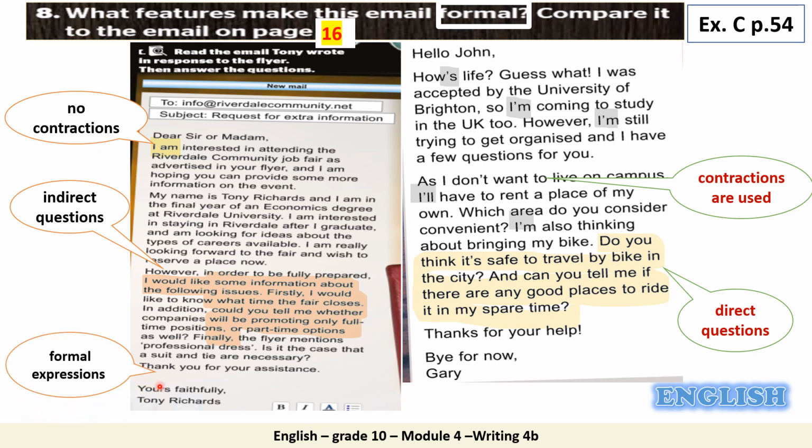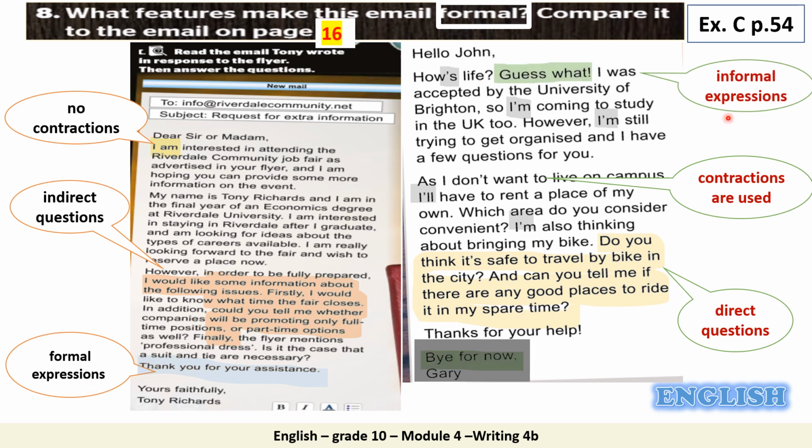Then we have formal expressions. Thank you for your assistance. Where we have here informal expressions such as guess what or bye for now. And finally, we have formal linking words such as however or in addition. Well done, everyone.